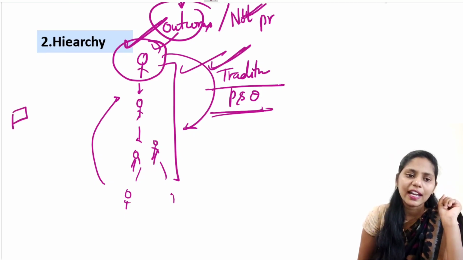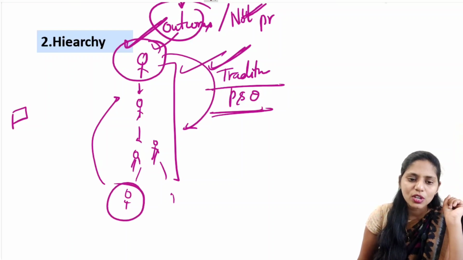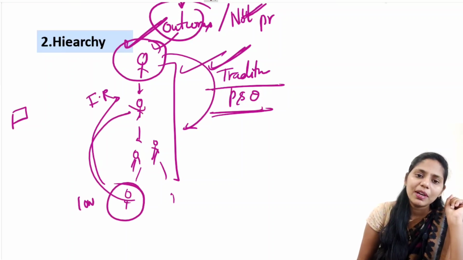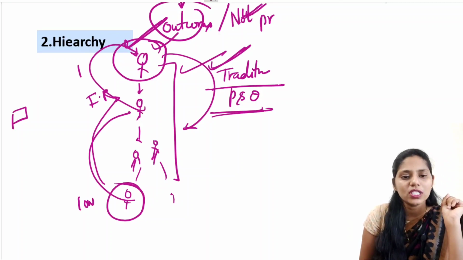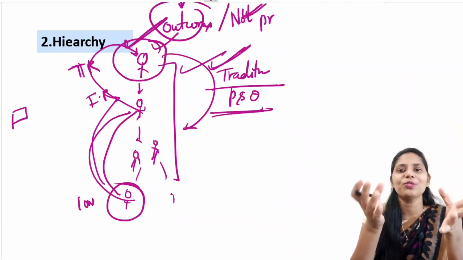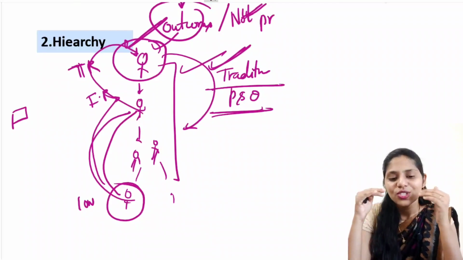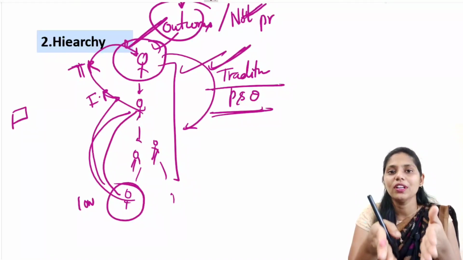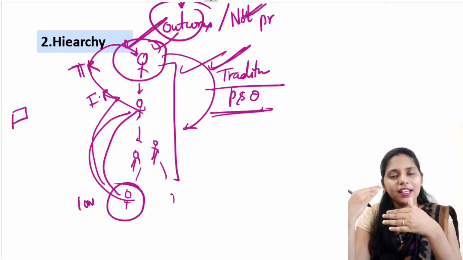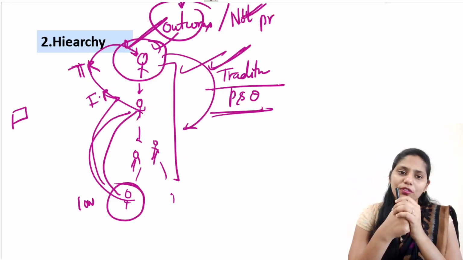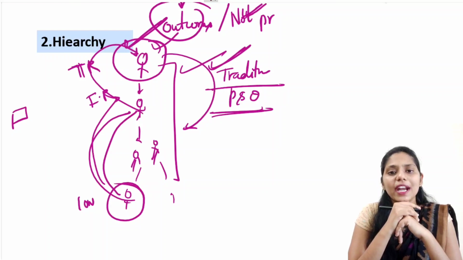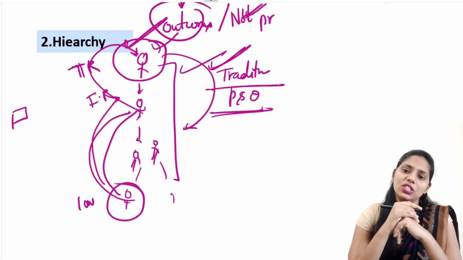If any file has to move, it moves from the lowest rung to the intermediate rung, and from the intermediary it moves towards the top rung. This is actually the procedure. If you want to get anything signed, we have to start from the peon. From the peon, it goes to one officer, from one officer to another officer, and finally it goes to the top officer. That is the hierarchy mainly followed in some traditional public service organizations.